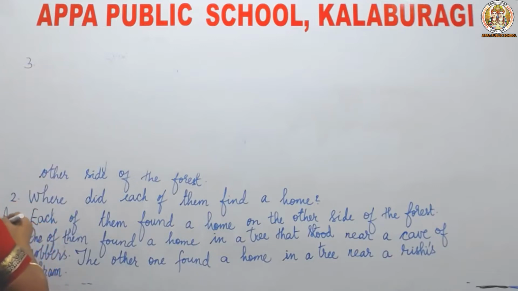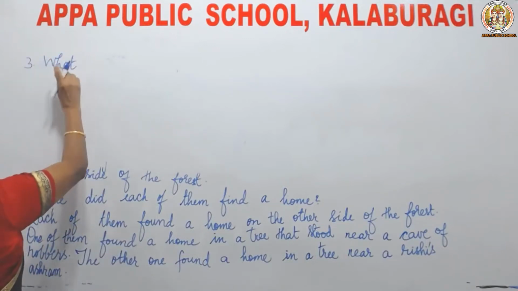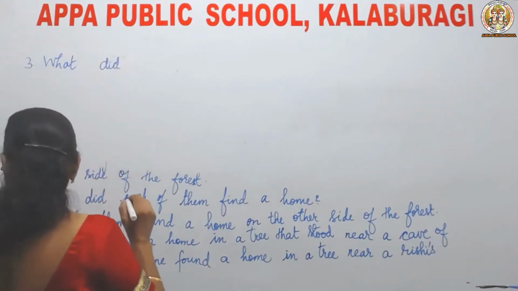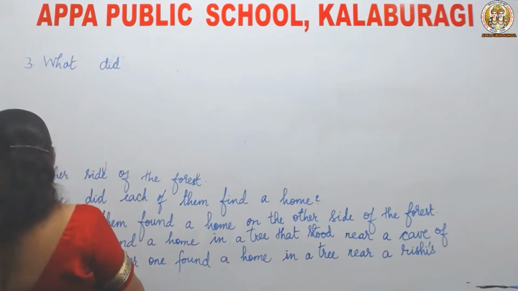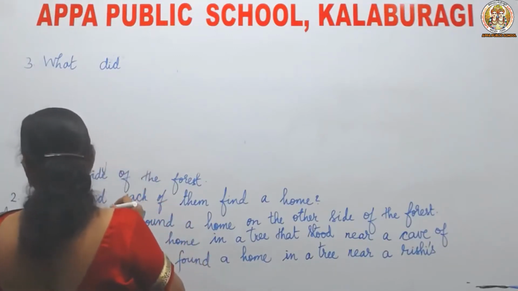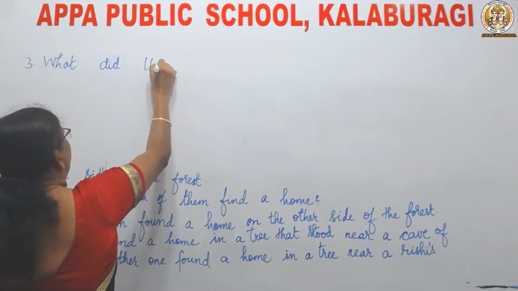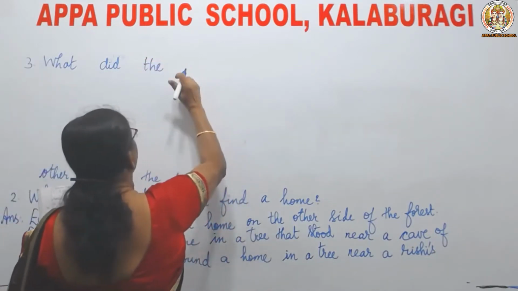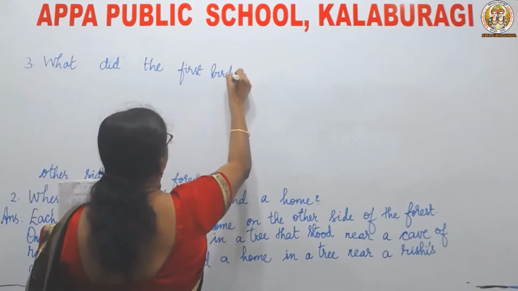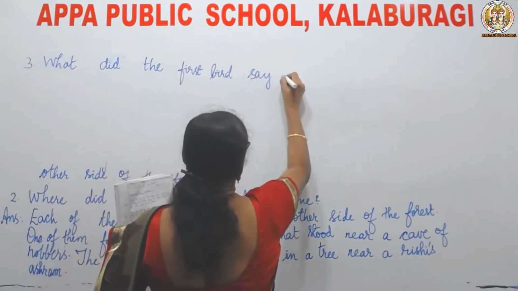Question number 3. What did the first bird say to the stranger? When you write the questions or answers, every word should be written, leaving some space. Don't write it all together. You should leave some space after writing one word. What did the first bird say to the stranger?